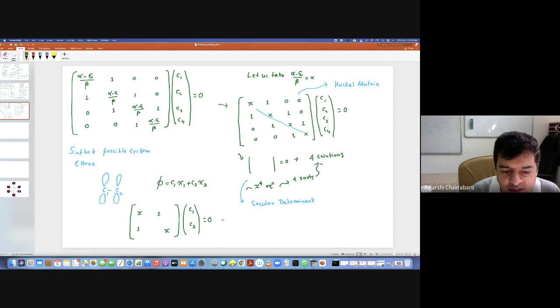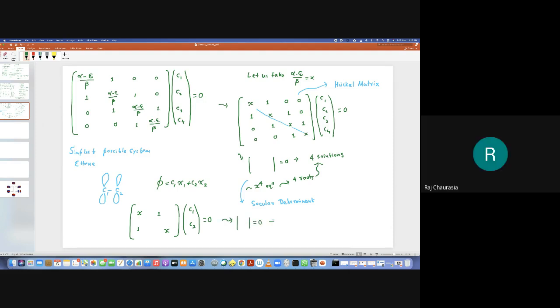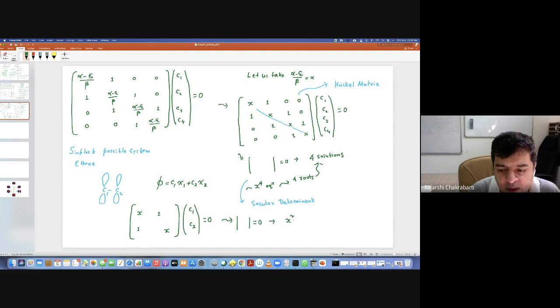Now, can you solve this determinant? It is going to be x squared minus 1 equal to 0. So x has a solution of either plus 1 or minus 1. This is fine. So basically you have 2 allowed energies, isn't it? Because you remember what x is.